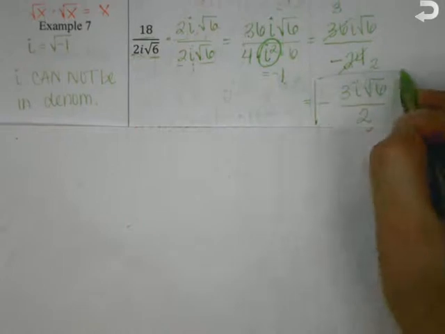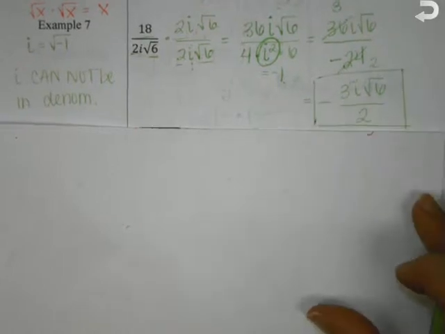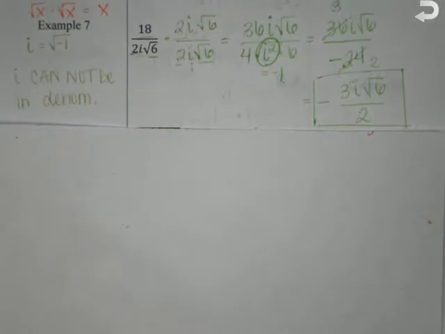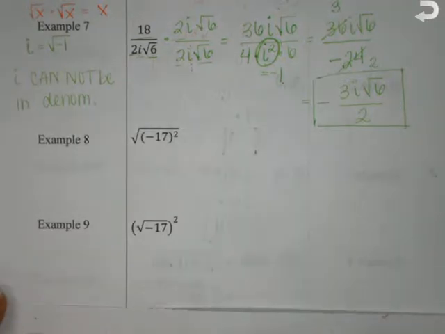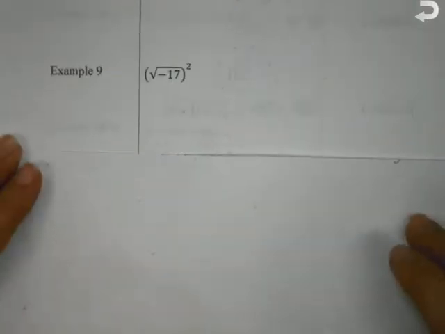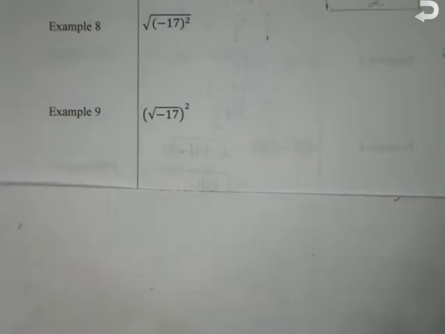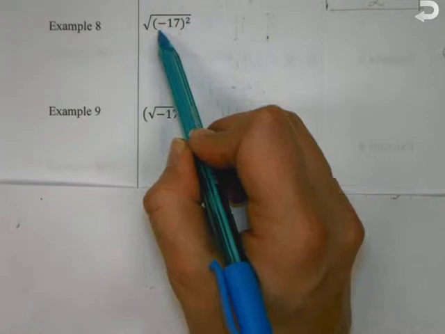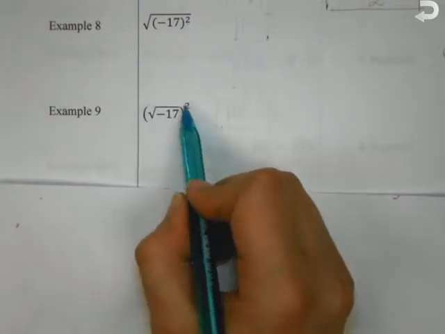Alright, we're going to do examples 8 and 9 together because they kind of correspond. So write both of them down. 8, we have the square root of -17 squared. And 9, we have the square root of -17, all of that squared. So we have two different ways of writing this, but our answers are going to come out different. So I just want to show you the difference.